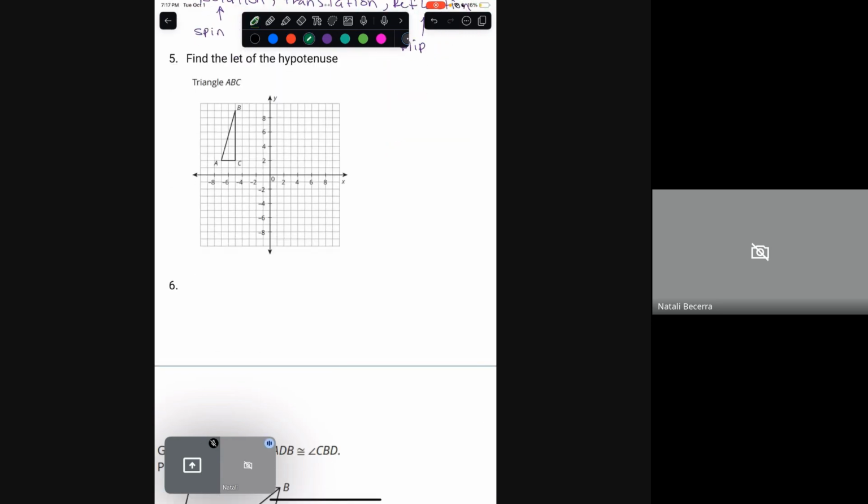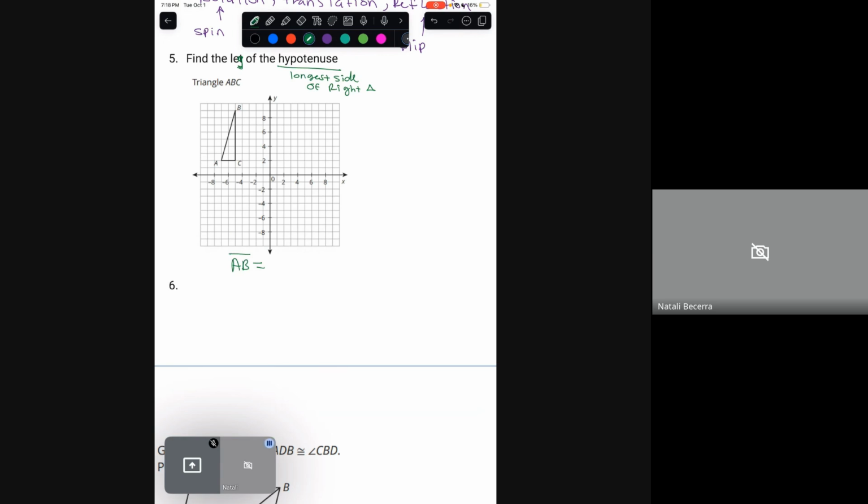Okay, find the leg. Oh, I meant to put leg. Find the leg of the hypotenuse. Okay, so hypotenuse is the longest side of the triangle, the longest leg of the triangle, right? So hypotenuse means longest side of a right triangle. So the longest side here is obviously AB. So I'm trying to find the length of AB. Again, it's not easy to find because it's slanted. So I'm going to either use a distance formula or I'm going to use the Pythagorean theorem.